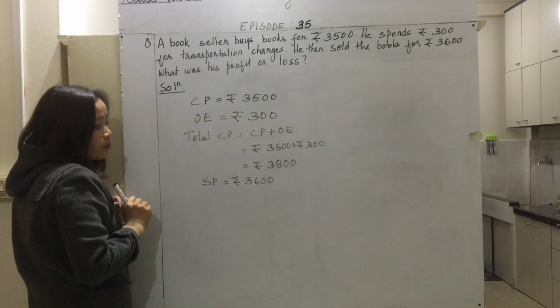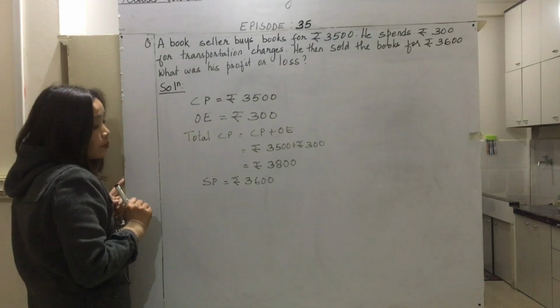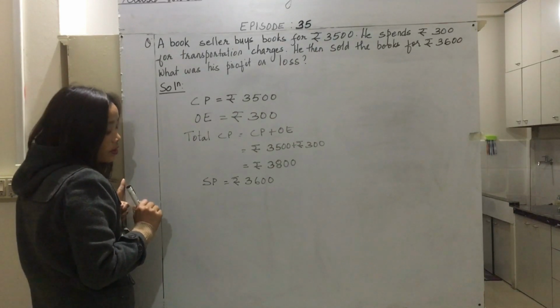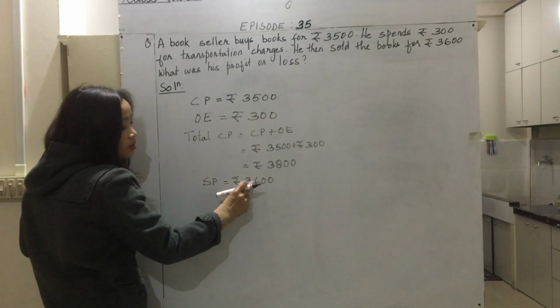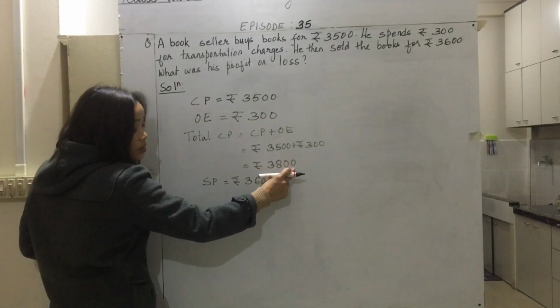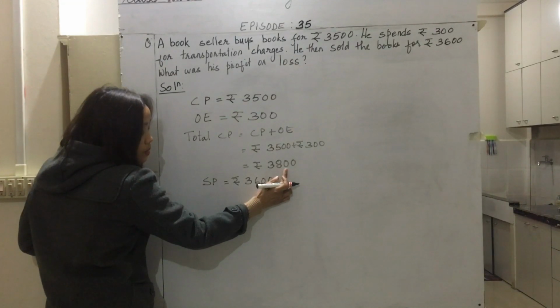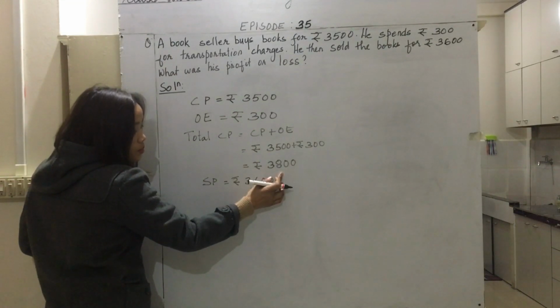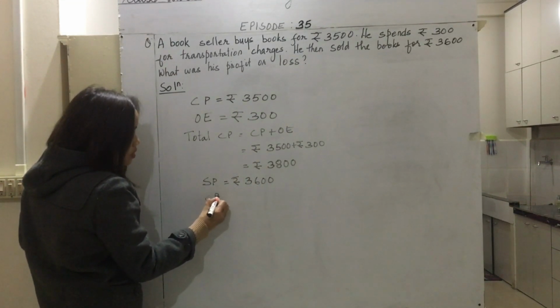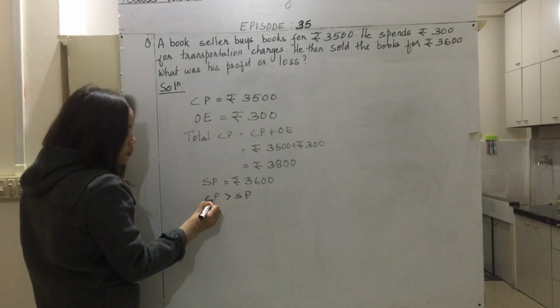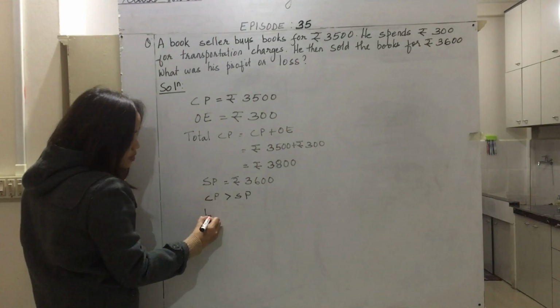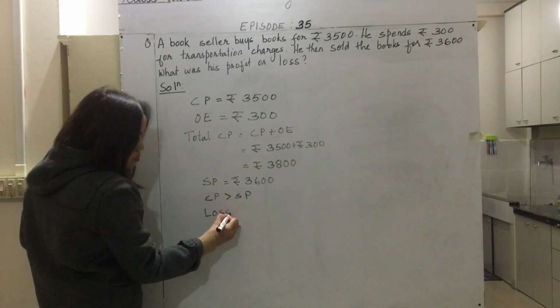Now we are going to compare, as we said before, whether there is a loss or a profit. Here the SP is 3,600, the CP is 3,800. Which is bigger? This is bigger. The CP is bigger than SP. If CP is bigger, what do we see? There is a loss, right?